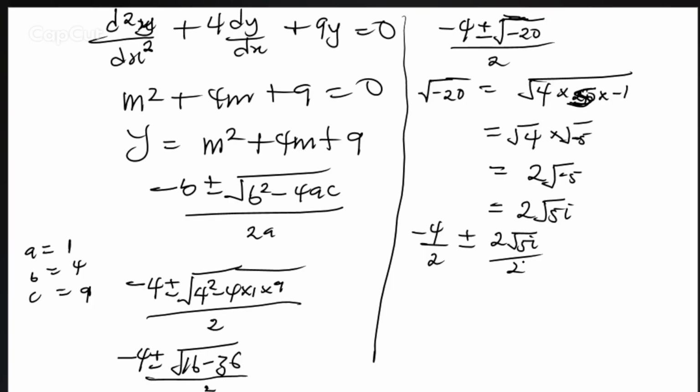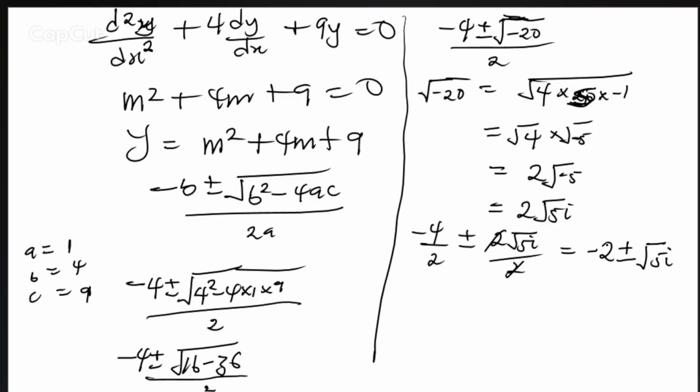So your 2 here will cancel out 2 here. 4 divided by 2 is actually 2. So you have minus 2 plus or minus square root of 5i. Are we together? So you've gotten your complex root: minus 2 plus or minus square root of 5i.